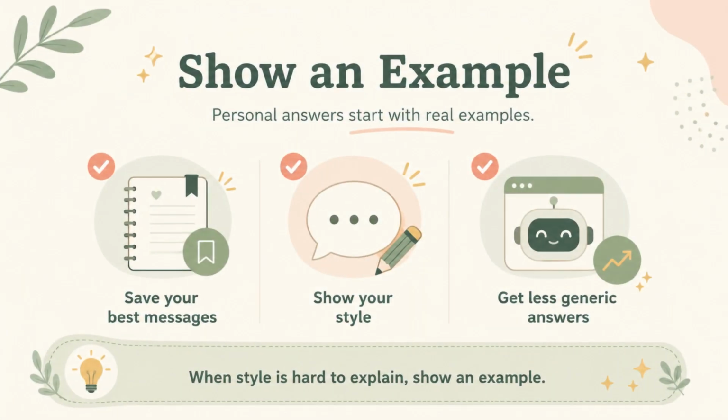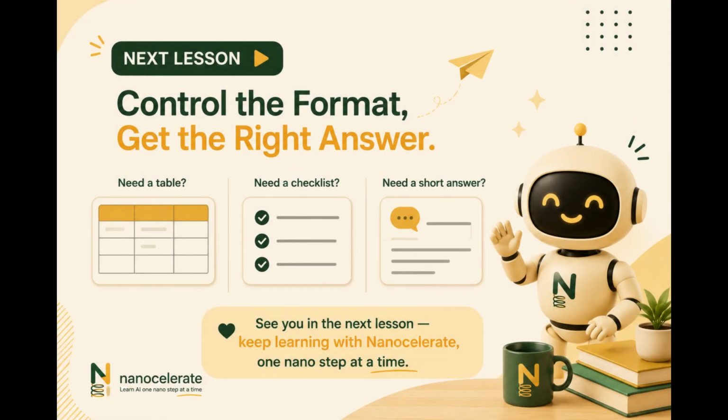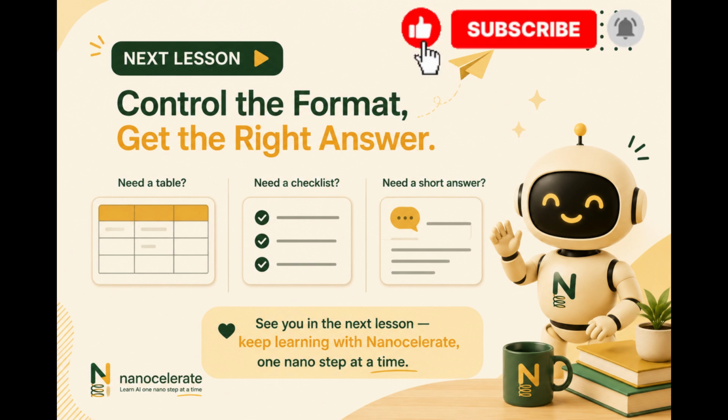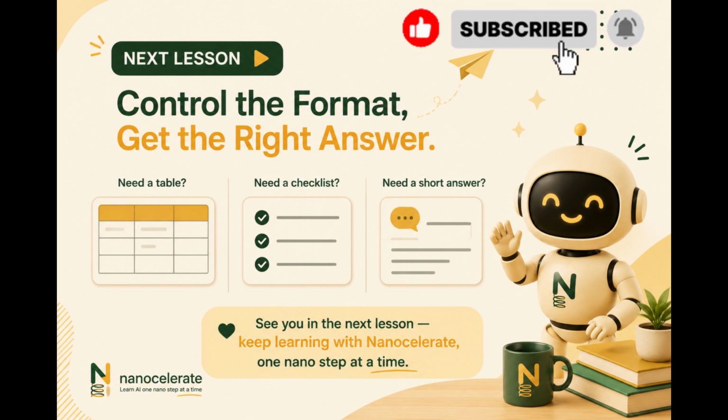So, remember, when style is hard to explain, show an example. In the next lesson, we will learn how to control the format of the answer so you get a table when you need a table, a checklist when you need a checklist, and a short answer when you do not want a long one.